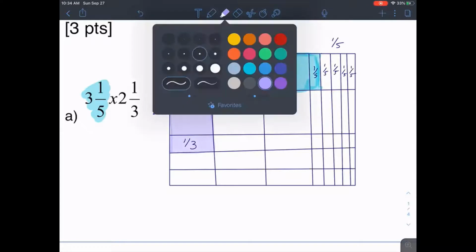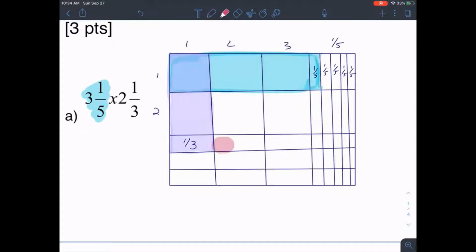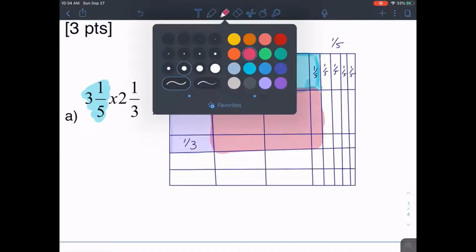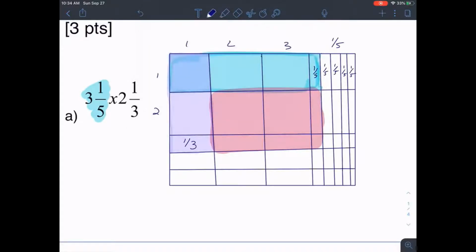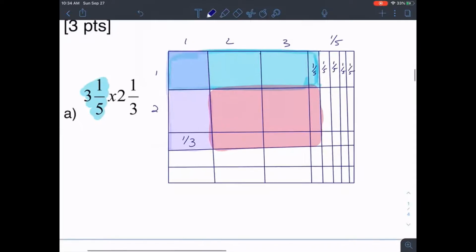All right, so now what we have to do is find everything that is included in that area. Okay, so we have 1. These are all equal to 1 unit. This is equal to 1/5 of a unit. These are a third. These are a third. All right, so the only one we are kind of in question about is this last cube right here.